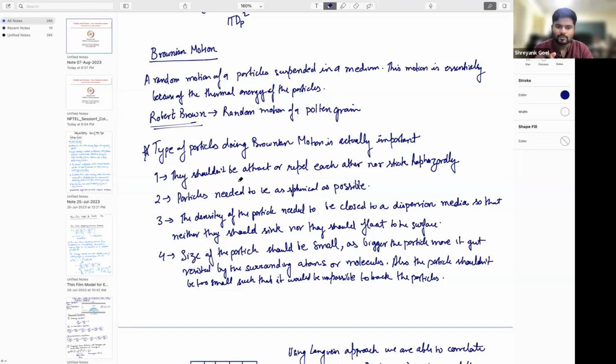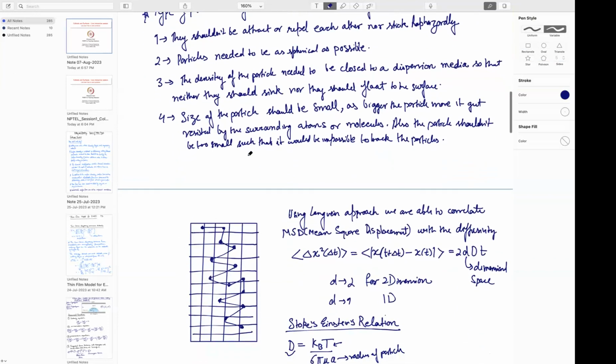And the size of the particle shouldn't be too large or too small. If it is too big, the motion is very slow and you will not be able to get good data, that is, a good mean square displacement. If it is very small, the motion is very random and fast, and you are unable to track that particle. So both shouldn't be there. Is it clear? Yes, sir. Okay. Anything else?